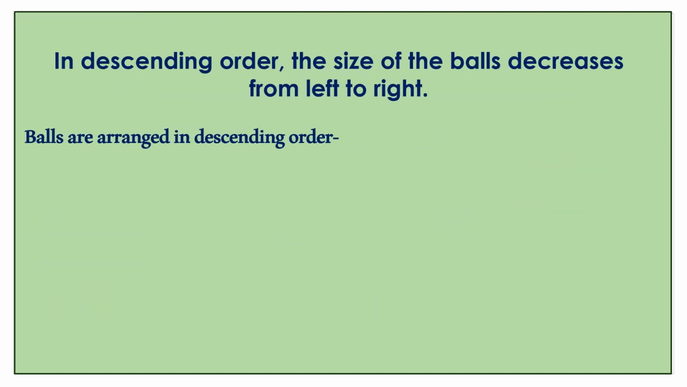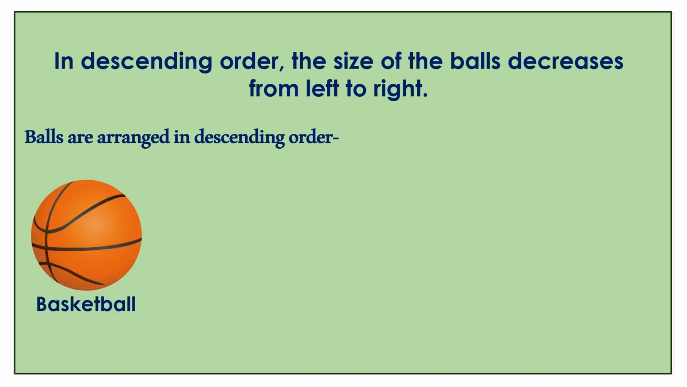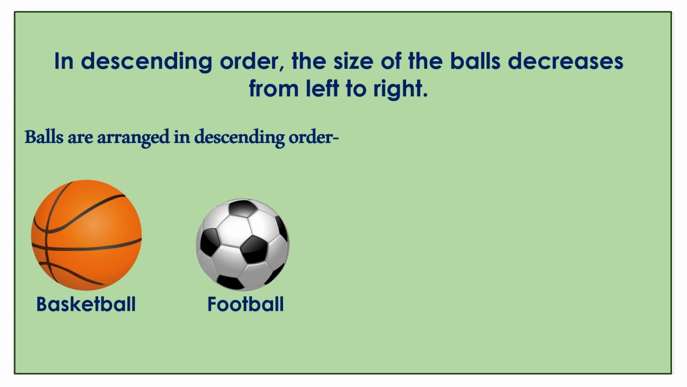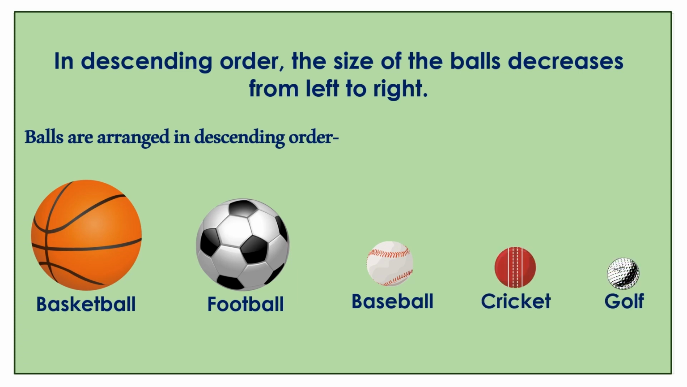In descending order, the size of balls decreases from left to right. The biggest size ball, that is basketball, is arranged at the leftmost corner, followed by football, baseball, cricket, and golf ball. The smallest is arranged at the right hand side.